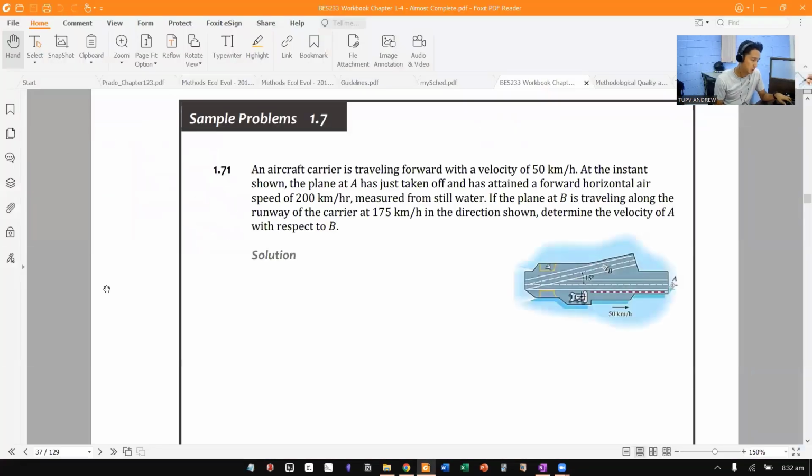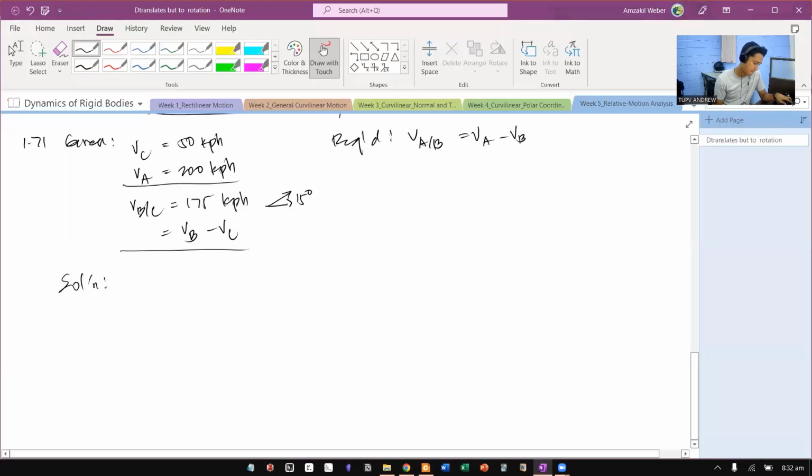First, let's solve VB. Here VB is equal to VB/C plus VC. Correct? We have VB/C, we have VC, so we can solve for VB. There are two methods that you can choose. One is using the scalar approach, and the other is using the vectorial or vector approach.